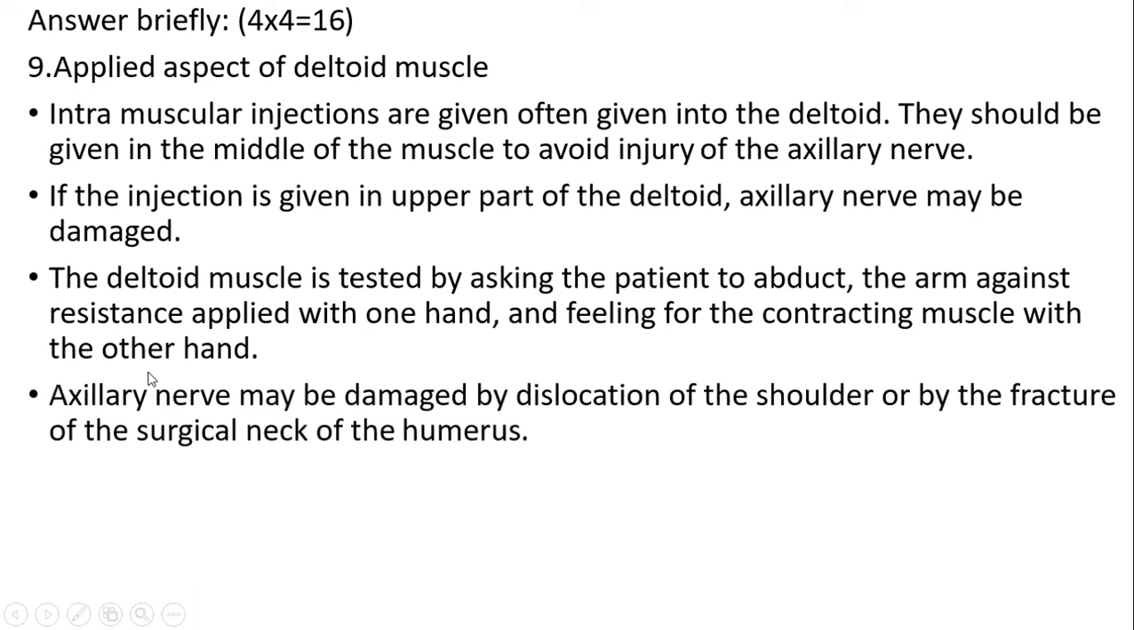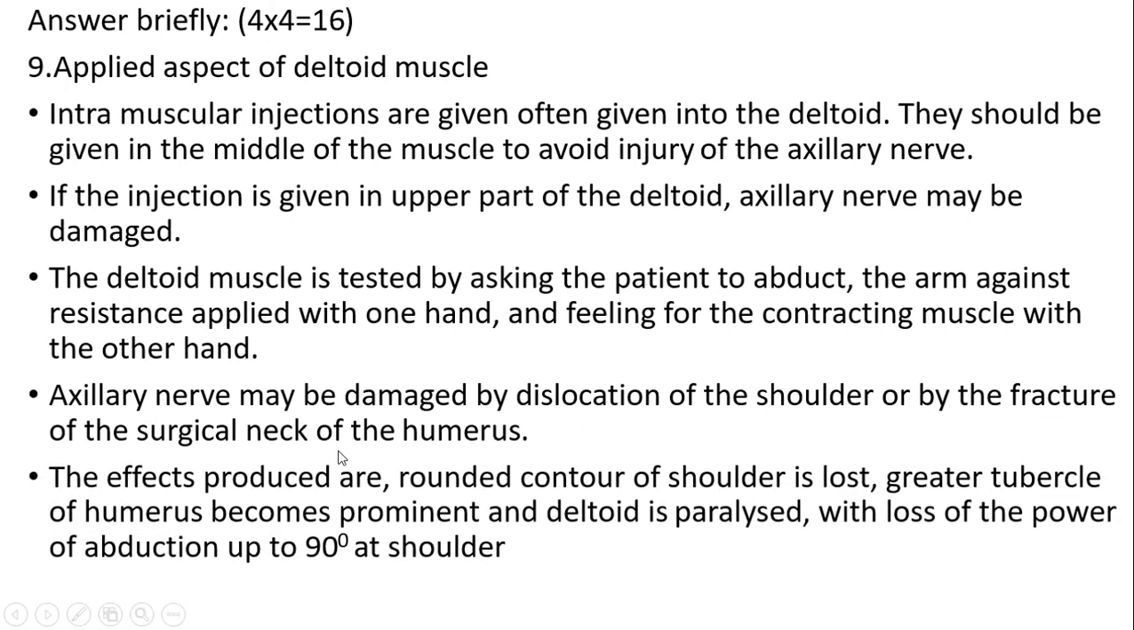The axillary nerve may be damaged by dislocation of the shoulder or by fracture of the surgical neck of the humerus. The effects produced are that the rounded contour of the shoulder is lost, the greater tubercle of the humerus becomes prominent, and the deltoid is paralyzed, with loss of power of abduction of about 90° at the shoulder.